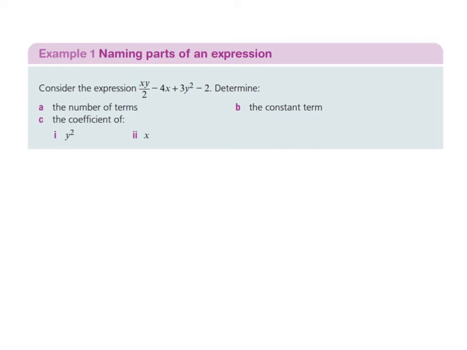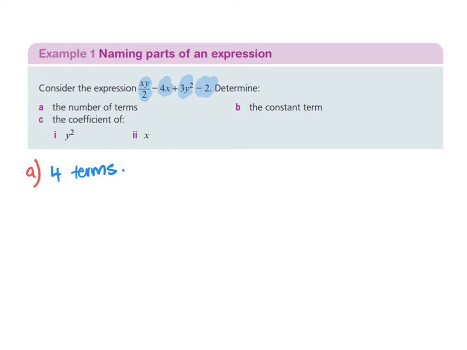So consider the expression xy over 2 minus 4x plus 3y squared minus 2. So the first thing they're asking me, question A, is determine the number of terms. So let's have a look. We're counting the terms. Remember, they're all the separate things. So here's 1 term, 2 term, 3 term, 4 terms. So this one has 4 terms.